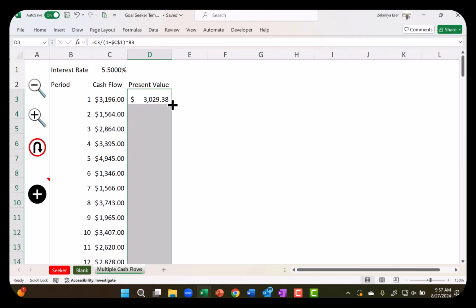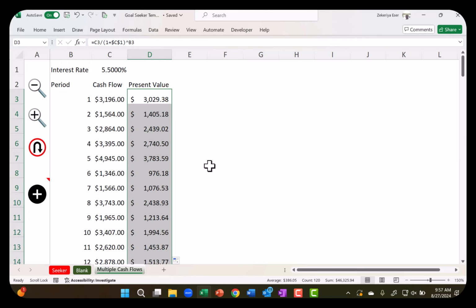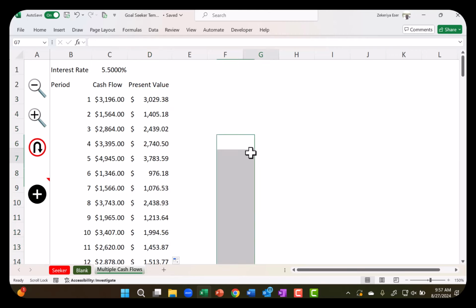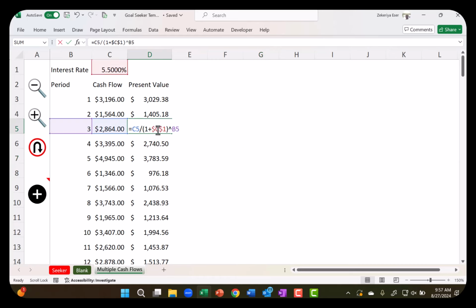Now, if I double click, I don't have a problem in it. Let's check. Double click on period 3 cash flow. Okay, it refers to places that it should be referring to. The interest rate, the cash flow itself, and the proper period.